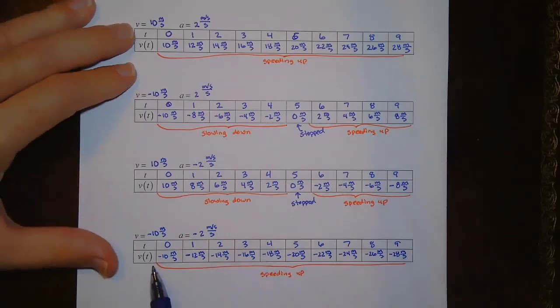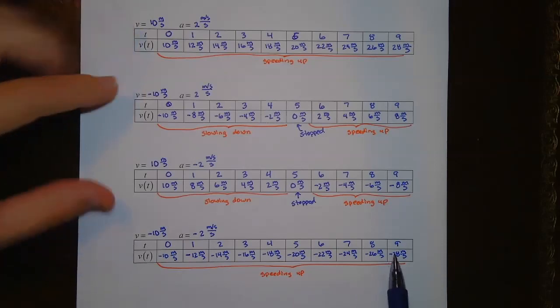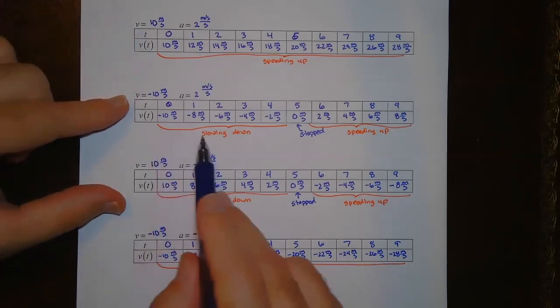Now, down here, the last one we did, it was also speeding up, right? But it had a negative velocity and it also had a negative acceleration, which caused it also to speed up the entire time, okay? Now, in here, we were slowing down.